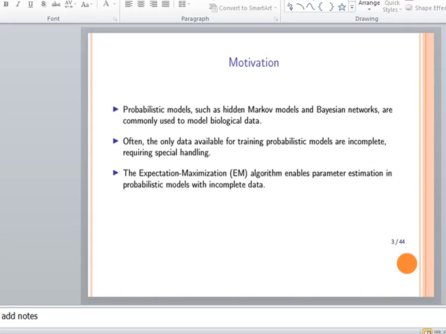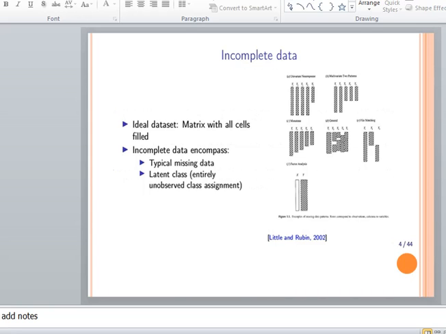So this is basically the main motivation for our EM algorithm. What I basically meant by incomplete data is that an ideal data set will be a data set which has the matrix with all its cells filled, right? I don't want my input data set or the training data set to have some missing values. So the ideal data set should have all the values filled, but incomplete data can have some missing values in them, or maybe some unobserved class assignments, right? Which you can see in this figure as well.